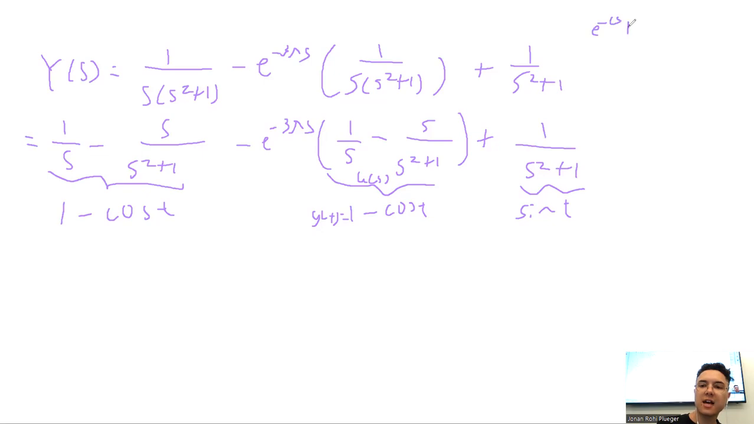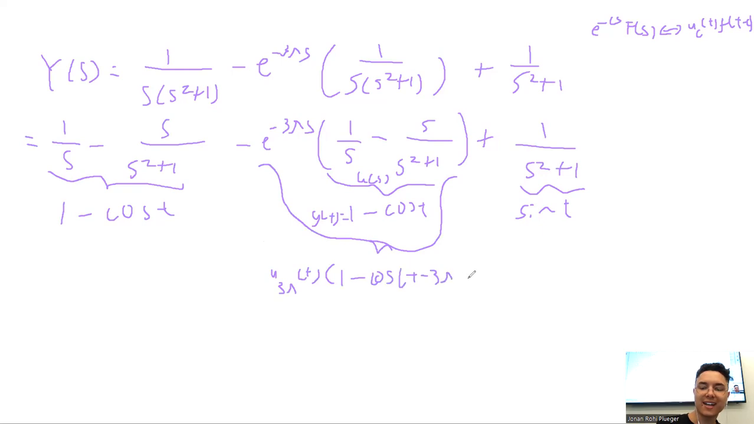e to the negative cs times capital F of s goes to u c of t times f of t minus c. We know that we have e to the negative blah, blah, blah. We have capital F of s, we now have f of t, so we can plug in t minus c. So this whole thing becomes, and I'll erase the negative, we'll put the negative in later, this whole thing becomes u 3 pi of t times 1 minus cosine of t minus 3 pi.